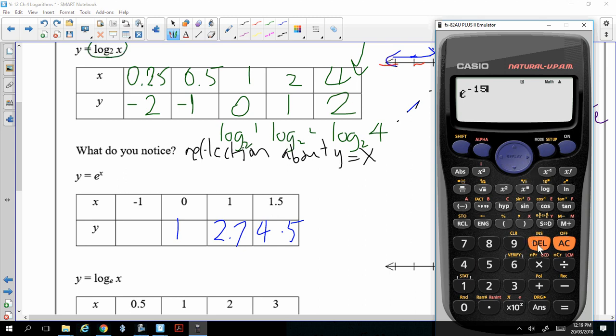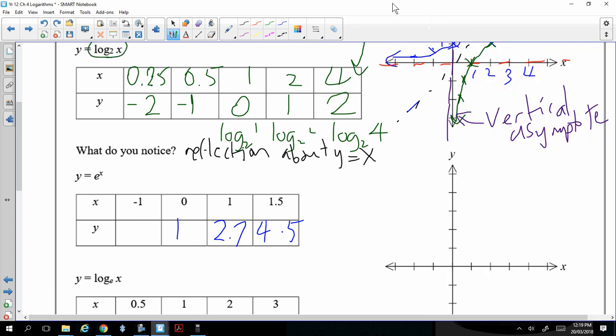And then plot the points. So you get 0, 1, 1 is 2.7, and then 2 is 4.5... and then 0.4. So you look, it's the same graph, isn't it? Y equal to e to the power x.